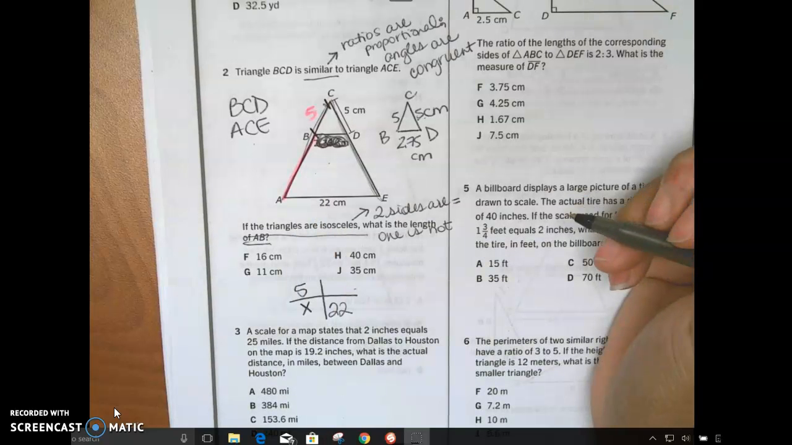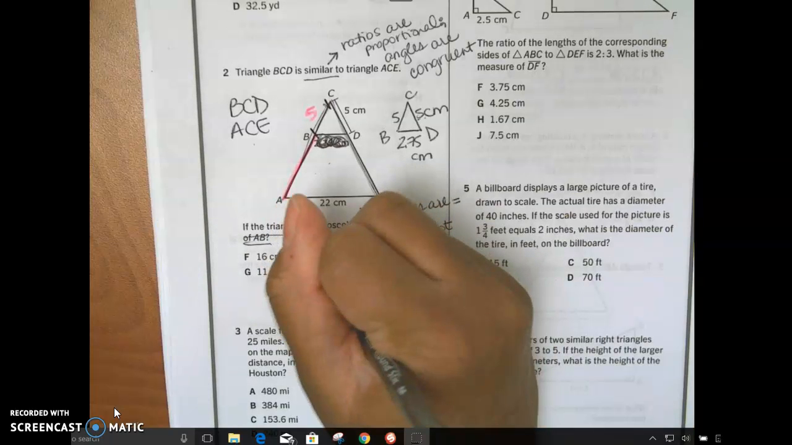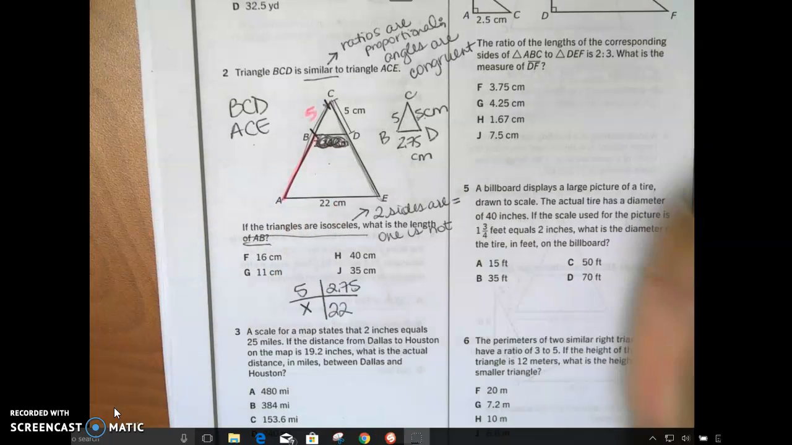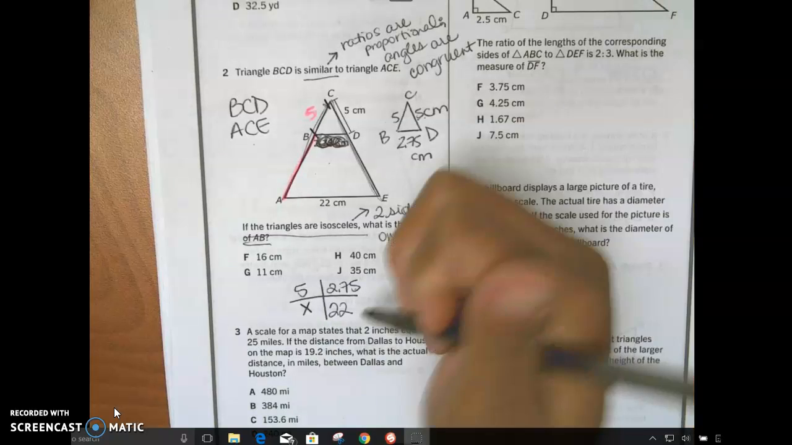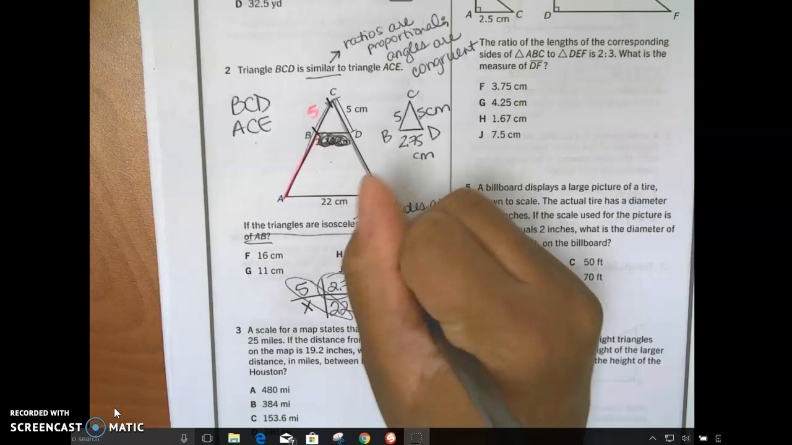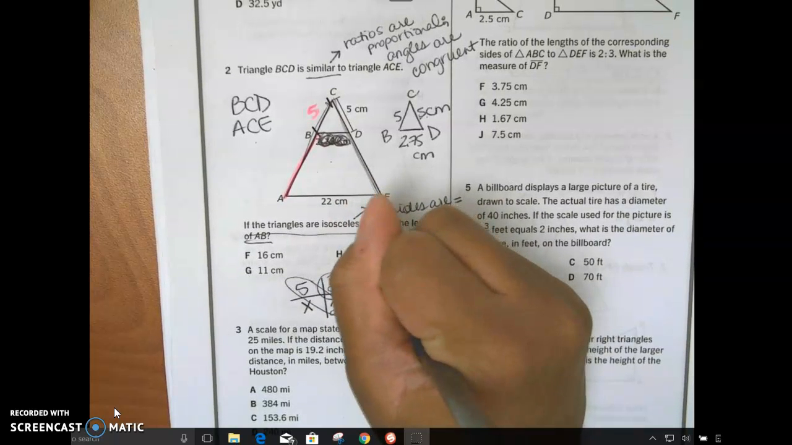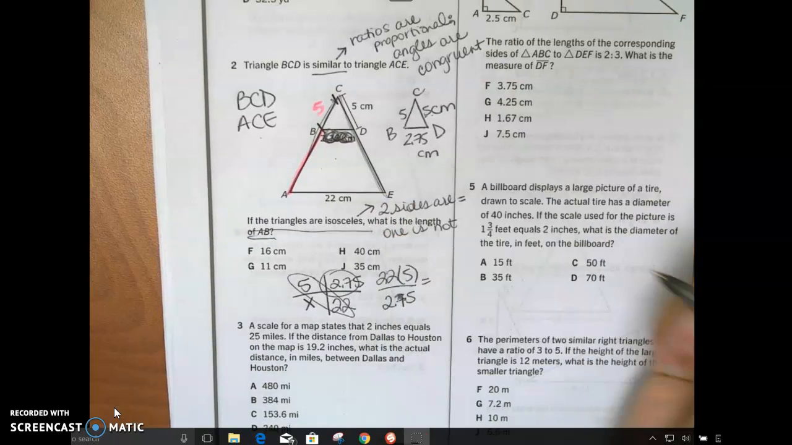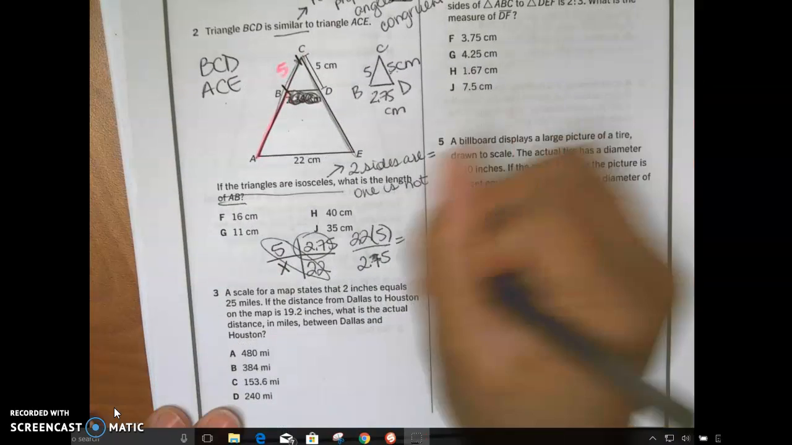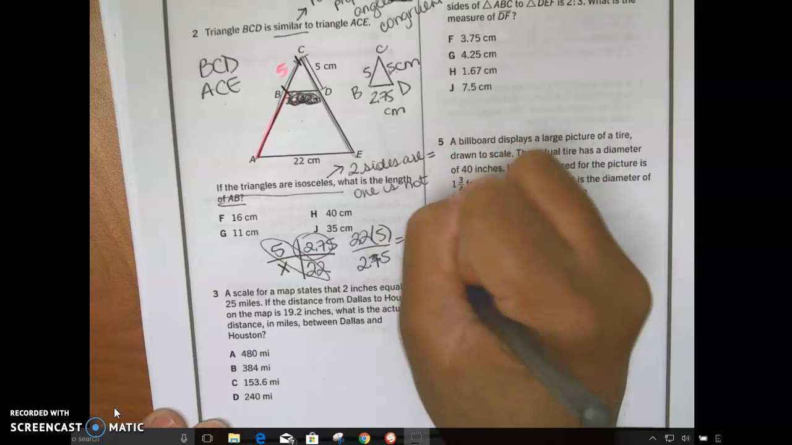Now what? I need the 2 3/4. How am I going to solve? 22 times 5 divided by 2 3/4. What's 22 times 5? 110. 110 over 2 3/4. Let's work it out.